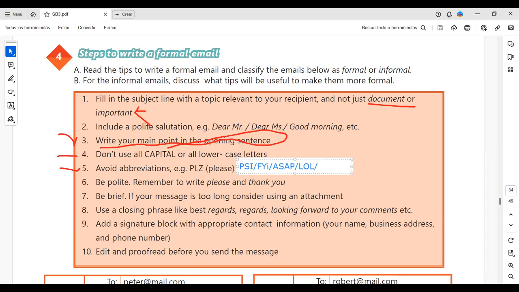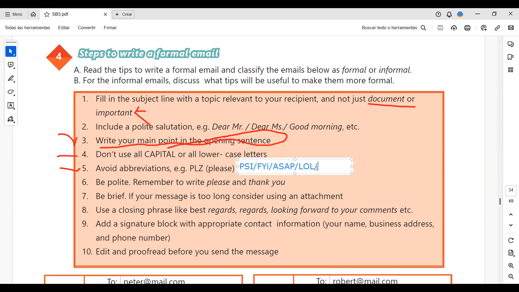So for Monday, you are going to find 10 of these informal abbreviations. If you look for them on the web, you will find many, but I only need 10. Only 10 informal abbreviations when you write. We are not going to use them, but you need to understand the meaning of them.